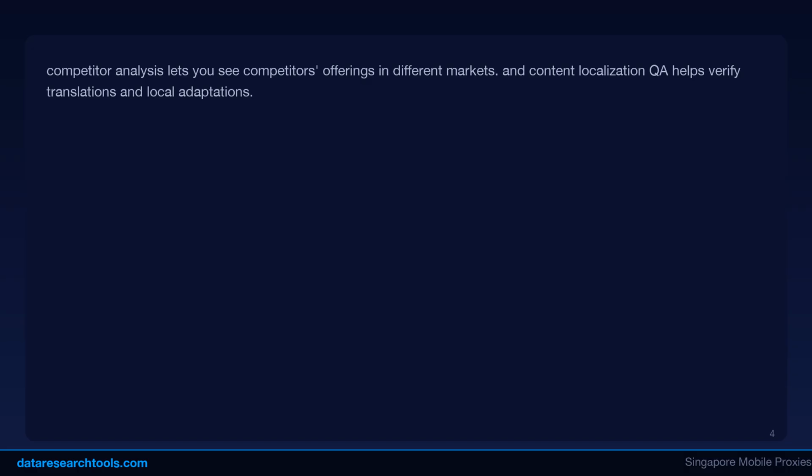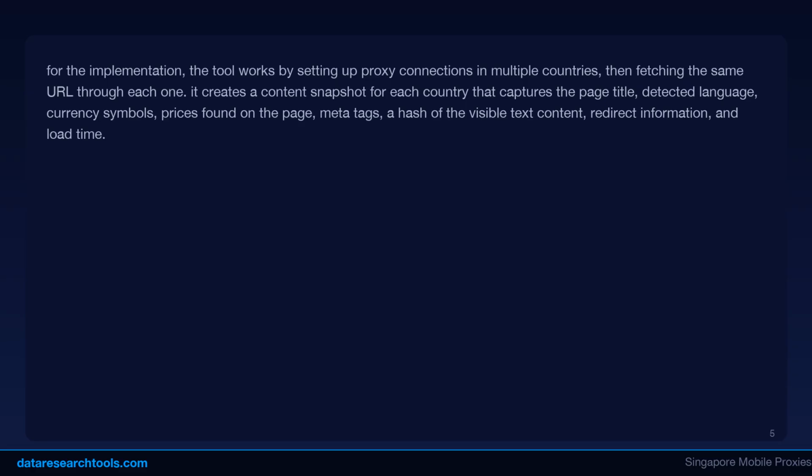The core architecture involves three components. First, geo-targeted proxies that let you appear to be browsing from specific countries or cities. Second, a content fetching system that makes requests through those proxies. And third, a comparison engine that identifies differences between what's served to different locations.